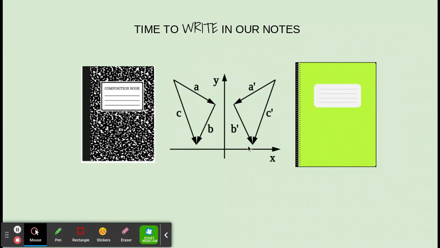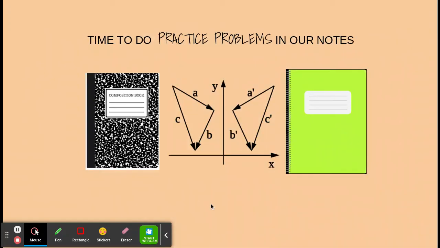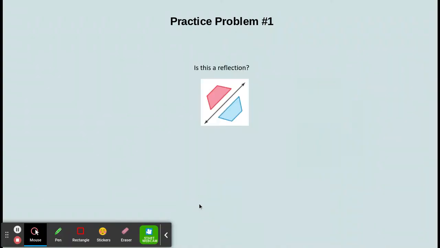Okay, time for you to write in your notes. There are just some things about reflecting in the coordinate plane. And now, time to do 2 practice problems. So for this first practice problem, we have to see, is this one a reflection? Is the image sliding, or is it actually changing across a line of reflection?